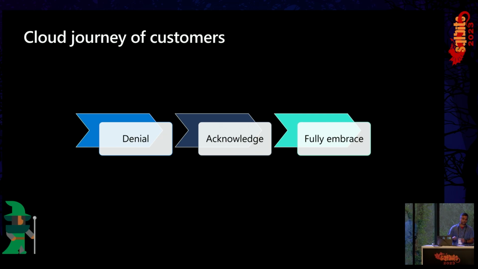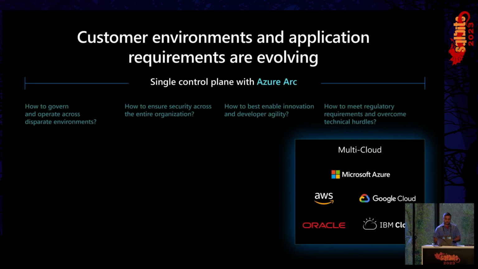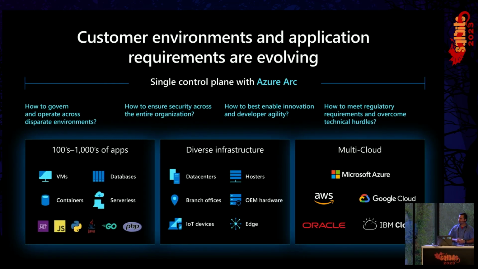The other aspect of this fully embrace pattern is that customers are going to the next level and they're going multi-cloud. Not just one cloud, multi-cloud. So they have their SQL servers running in Azure, they have SQL servers running in AWS, and even another cloud as well, right? All this sounds great. But what that brings is a whole set of challenges for the IT administrators, for the data administrators, right?